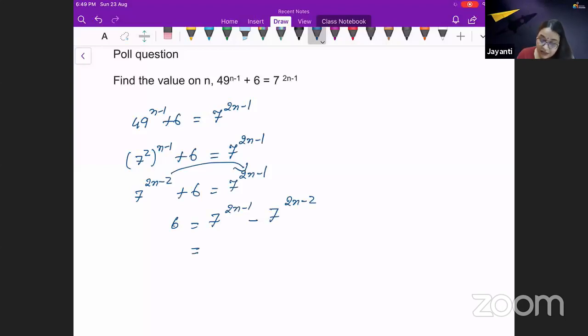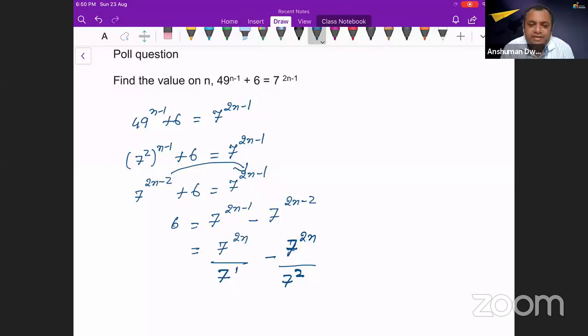Now we will use the reciprocal rule. 7 to the power of 2n minus 1 is 7 to the power of 2n by 7 to the power of 1, minus 7 to the power of 2n by 7 square. Correct? This step is understood. Which law did we use? Negative.